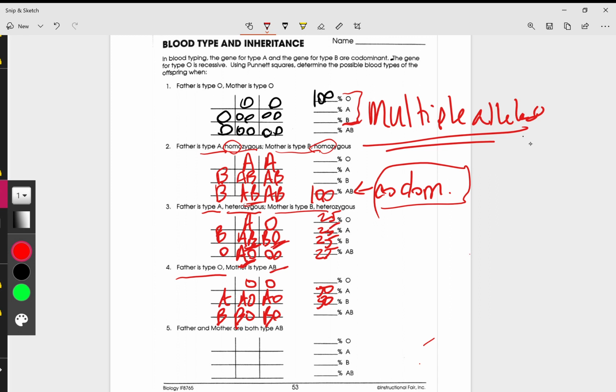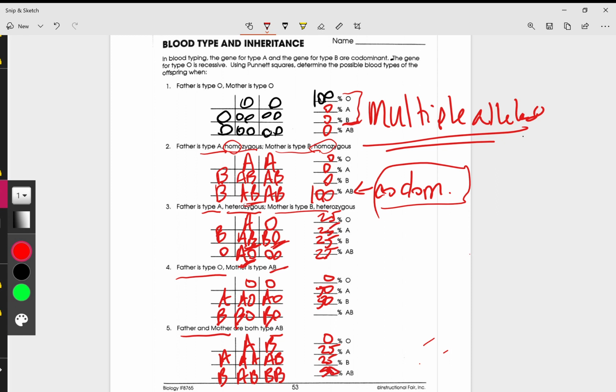And then on the last one it says father and mother are AB blood. So AB, AB, AA, AB, AB, and BB. So I have a 25% chance to have A blood. I have 0% chance of O. You can put zeros where you didn't use them if you want to. It doesn't really matter if you don't need them. And then B, we have a 25% chance. And then AB, we have a 50% chance.